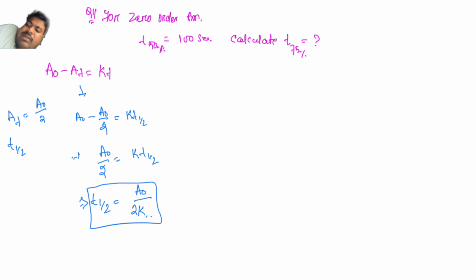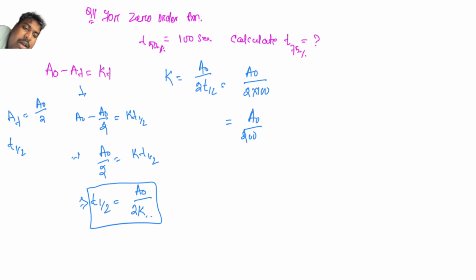So based on that we can try it out. If t half is given to us as 100 seconds, then I can calculate from here k equal to A naught by 2 into t half. It will be A naught by 2 into 100, A naught by 200.